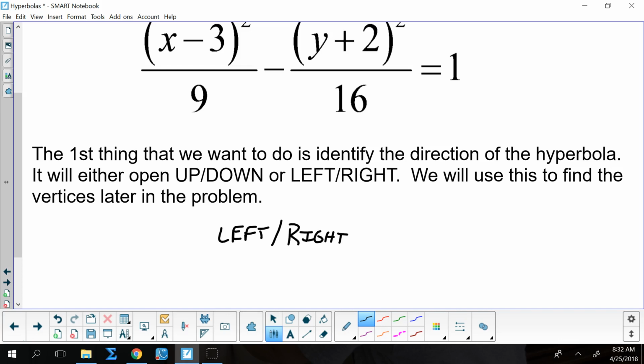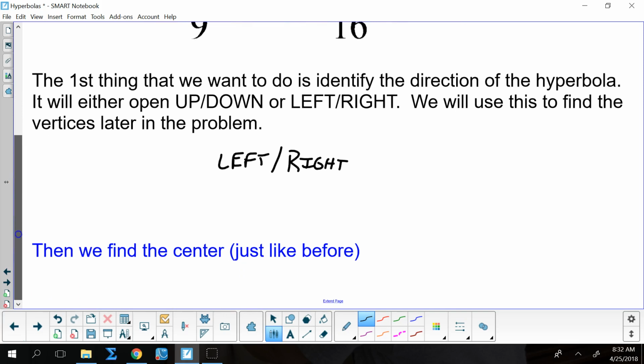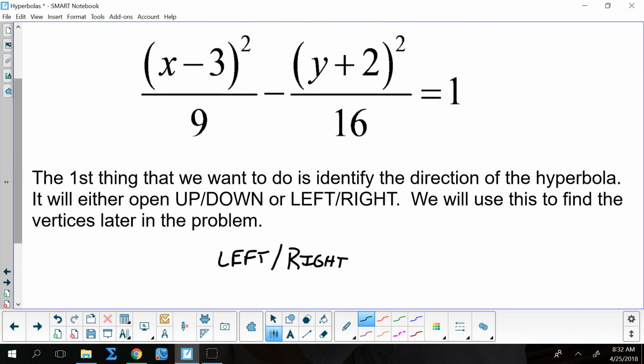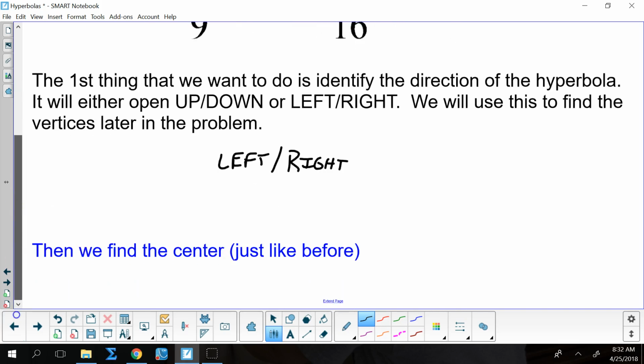Find the center. Okay? So the next thing that we're going to do, just like before, we're going to find the center. So where is the center of this hyperbola? 3 comma negative 2. Both are in a set of parentheses, so we think oppositely on both. So the center of this one is at 3 comma negative 2.